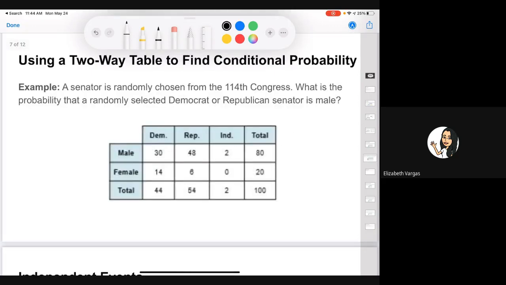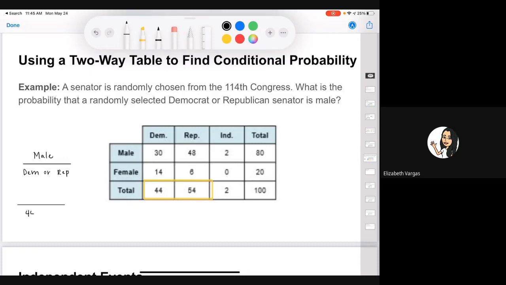Here's another one. A senator is randomly chosen for the 114th Congress. What is the probability that a randomly selected Democrat or Republican senator is male? So I just want either a Democrat or a Republican, it can be both, who is male. That's what I'm looking for. If I were to select out of the entire population of Democrat and Republican senators, how many of them are male? So my total number of senators who are Democrat and Republican is this.